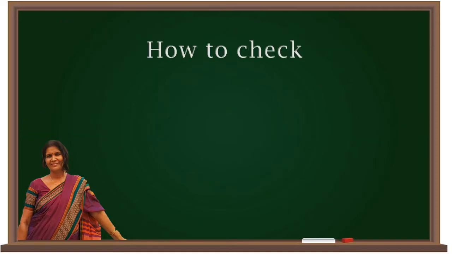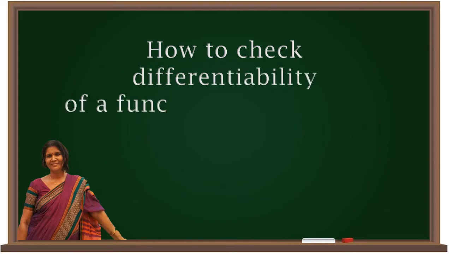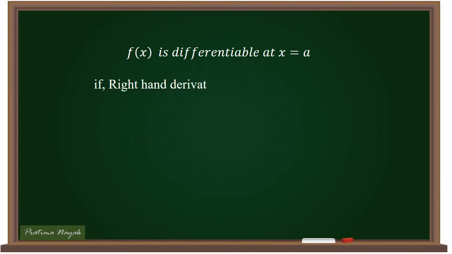So students, today's lesson is how to check the differentiability of a function f(x) at x equal to a. f(x) is differentiable at x equal to a, we say, if the right hand derivative is equal to the left hand derivative, or simply we denote them RHD and LHD. Now what does it mean?